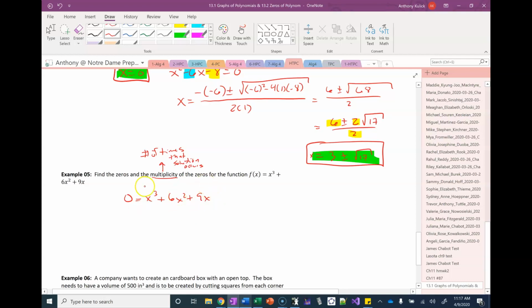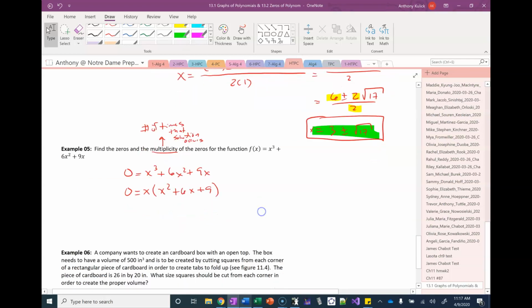And I'm going to start by taking a greatest common factor. So if I take out an x, I'm left with two pieces, a linear part and a quadratic part. Both of those I can solve. So I'll apply the zero product property and set each piece equal to 0. X equals 0 is already solved for me, so there's nothing more to do there.